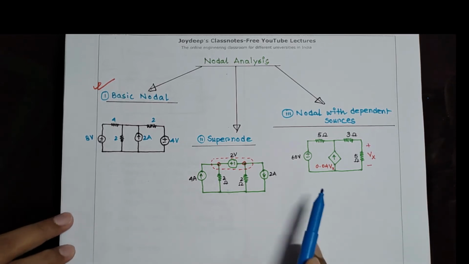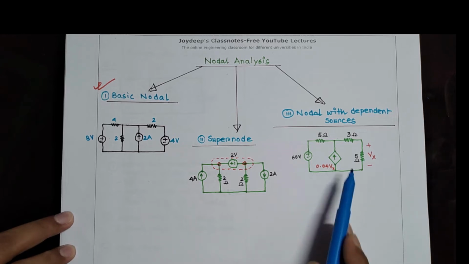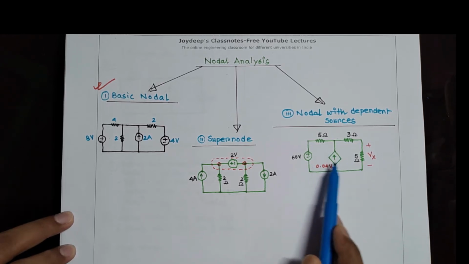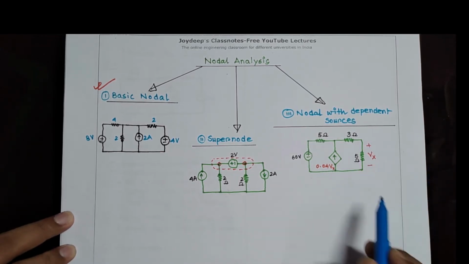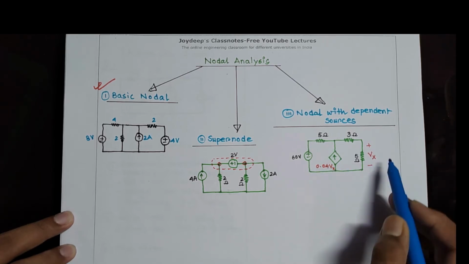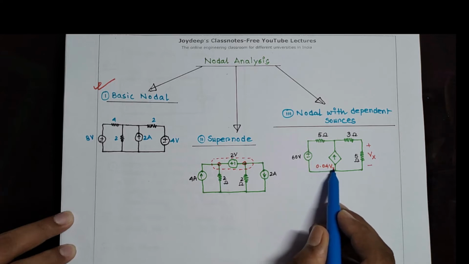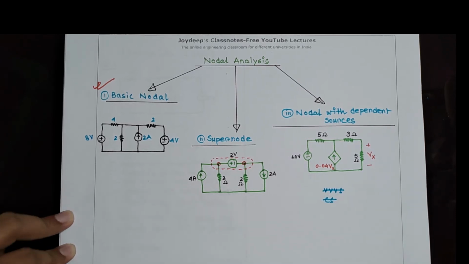That means somewhere in the circuit there is a dependent source present. This is the dependent source present in this circuit. Dependent source means the value of the source is dependent on some other parameter. Like in this case, the value of this current source is dependent on this voltage, that is 0.04 Vx. That means the value of this current source is dependent on this parameter, Vx. Okay, let's move to the next slide.